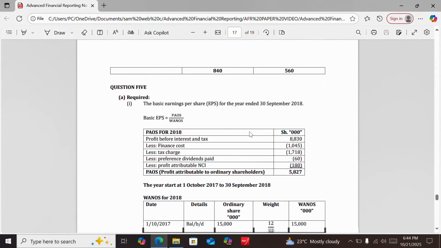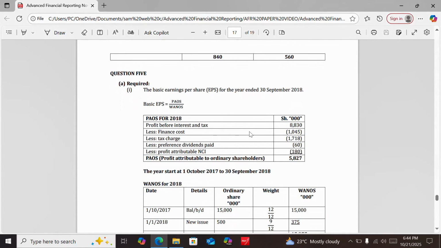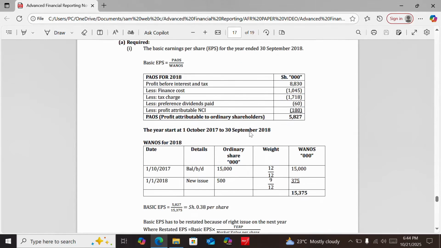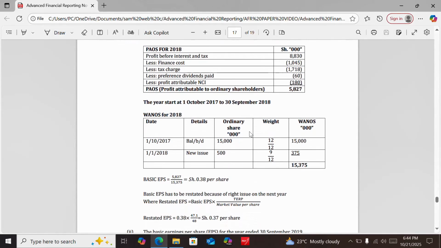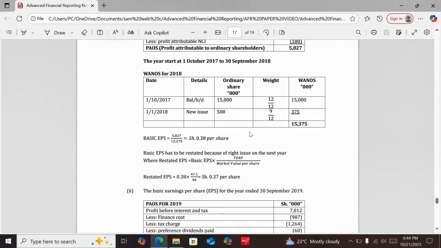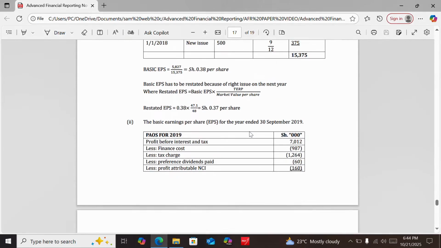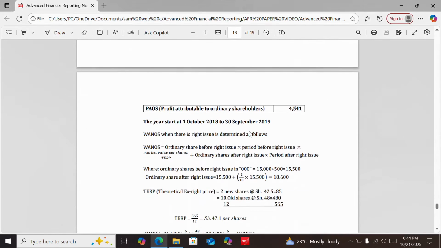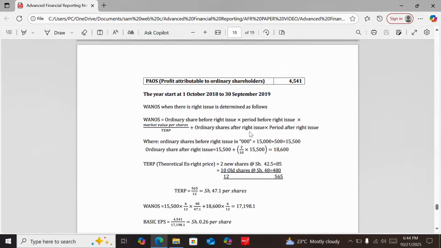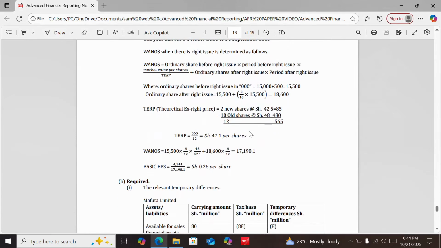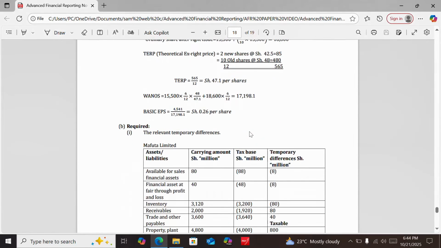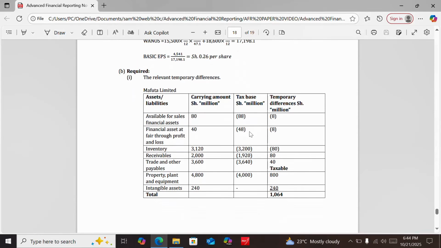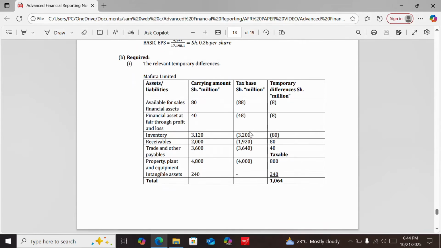Then we go to question 5, basic EPS for 2018 and also the basic EPS for 2019. Then we have the relevant temporary differences. Those are the relevant temporary differences.